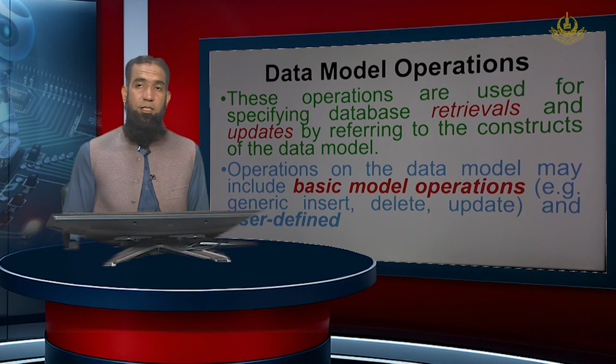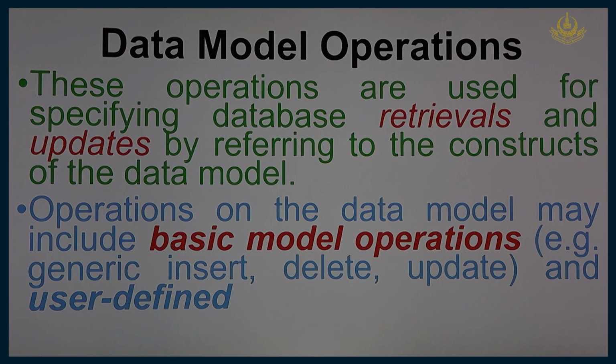The operations on data model. These operations are used for specifying database retrieval. Retrieval means accessing a specific data, and updates. Updates mean an update in data. For example, we want to change the address of a specific student. These are called updates.